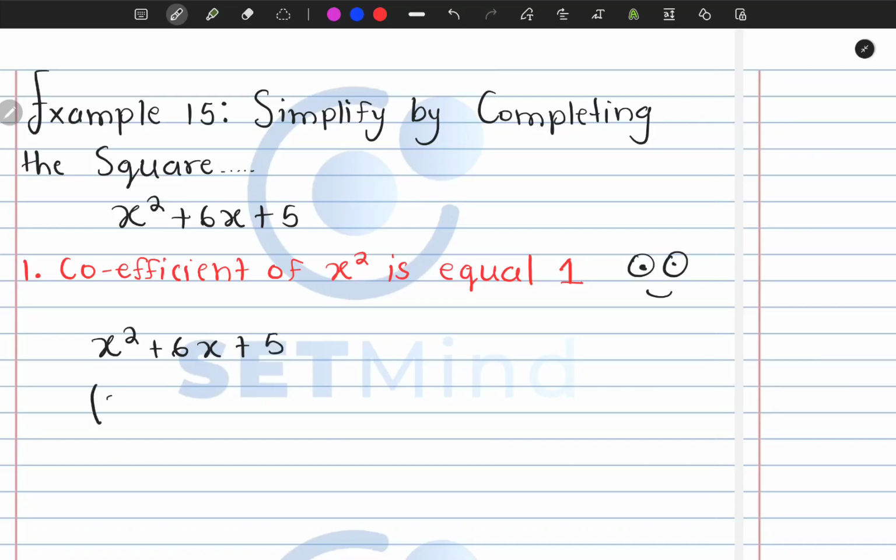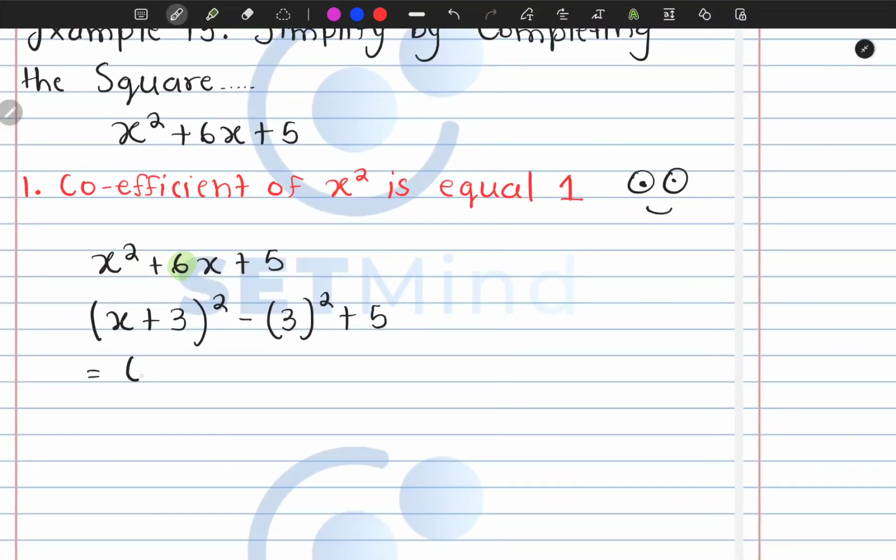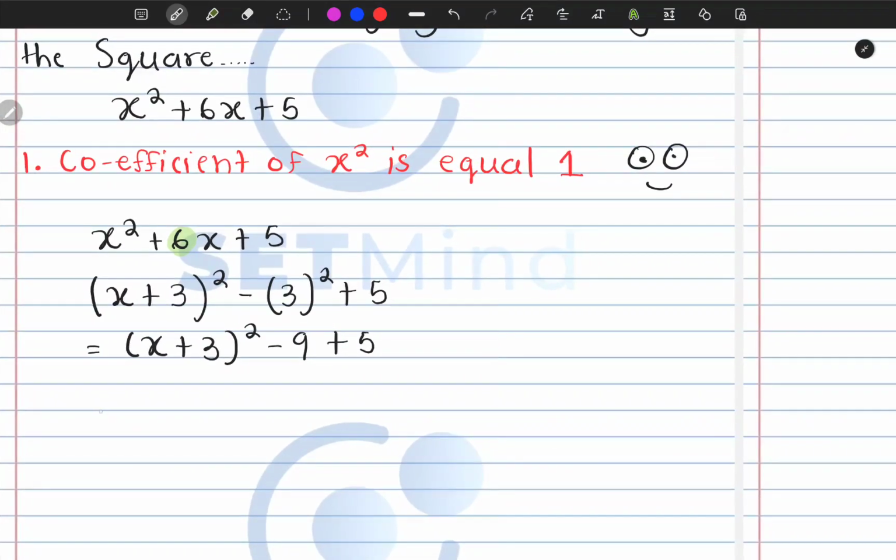So remember what I said: you will have x plus, you always halve the value of b. So half the coefficient of x. Half of 6 will give us 3. And then squared minus, remember we always minus half the coefficient of x, which is 3, all squared. Then plus the 5 there. So if you look carefully, we'll have x plus 3 all squared, minus 9 plus 5. So the final answer will be x plus 3 all squared, minus 9 plus 5, which ends up being minus 4.